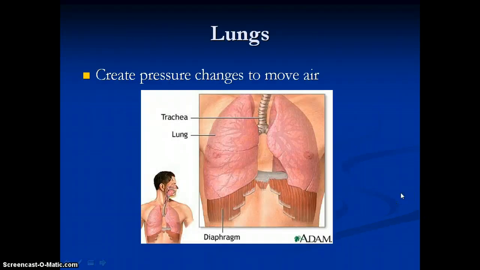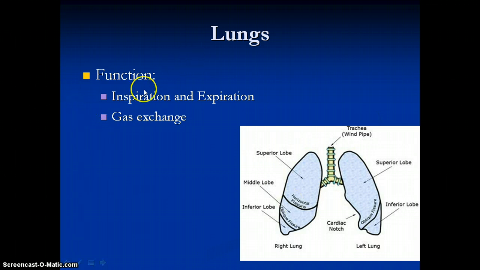Next we have the lungs, which basically create pressure changes to move air. And then here you'll see the diaphragm muscle, which, as singers know, is the muscle that helps to produce more air, or more breath support. Continuing with the lungs, the primary function is inspiration and expiration, breathing in and breathing out, and gas exchange.